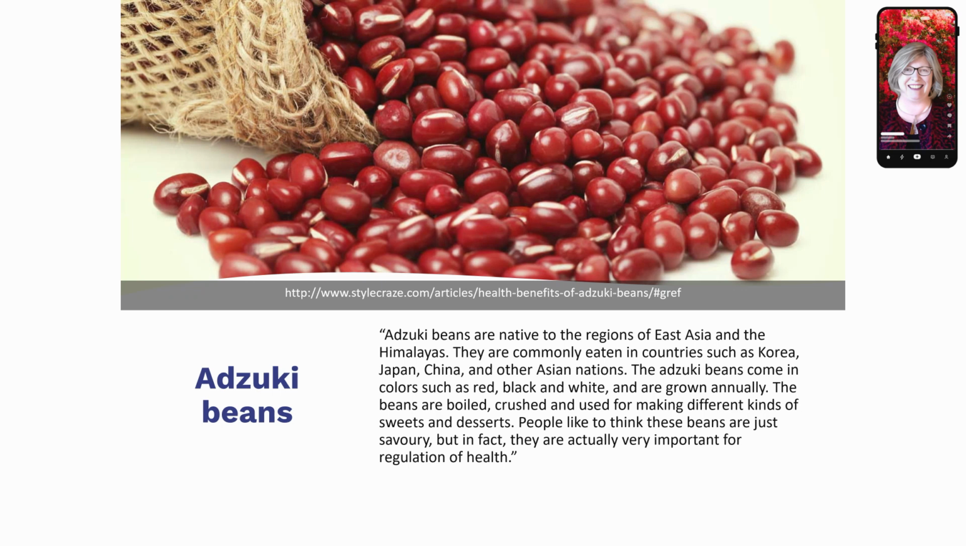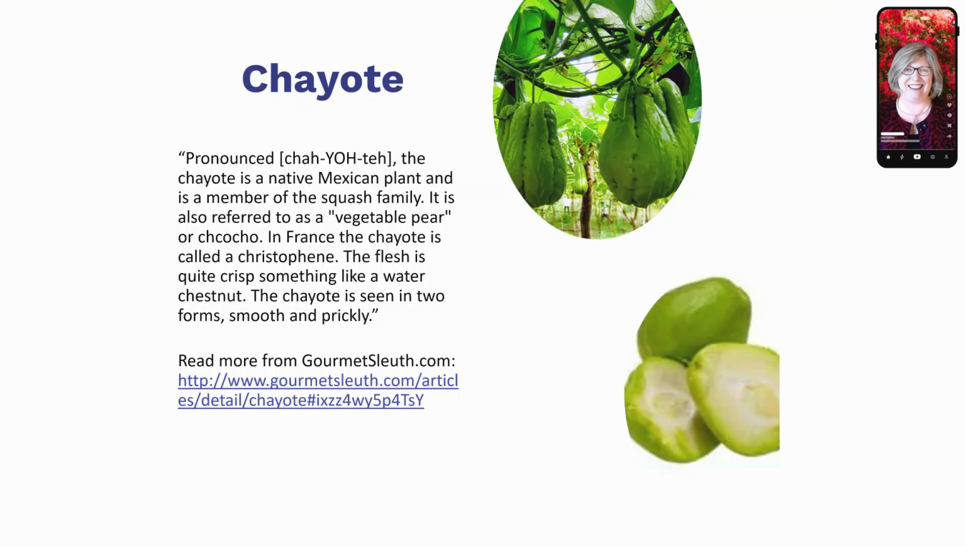Adzuki beans are native to the regions of East Asia and the Himalayas. They are commonly eaten in countries such as Korea, Japan, China, and other Asian nations. Chayote is a native Mexican plant, and it's also a member of the squash family. It's also referred to as a vegetable pear. In France, the chayote is called Christophine. The flesh is quite crisp, something like a water chestnut.